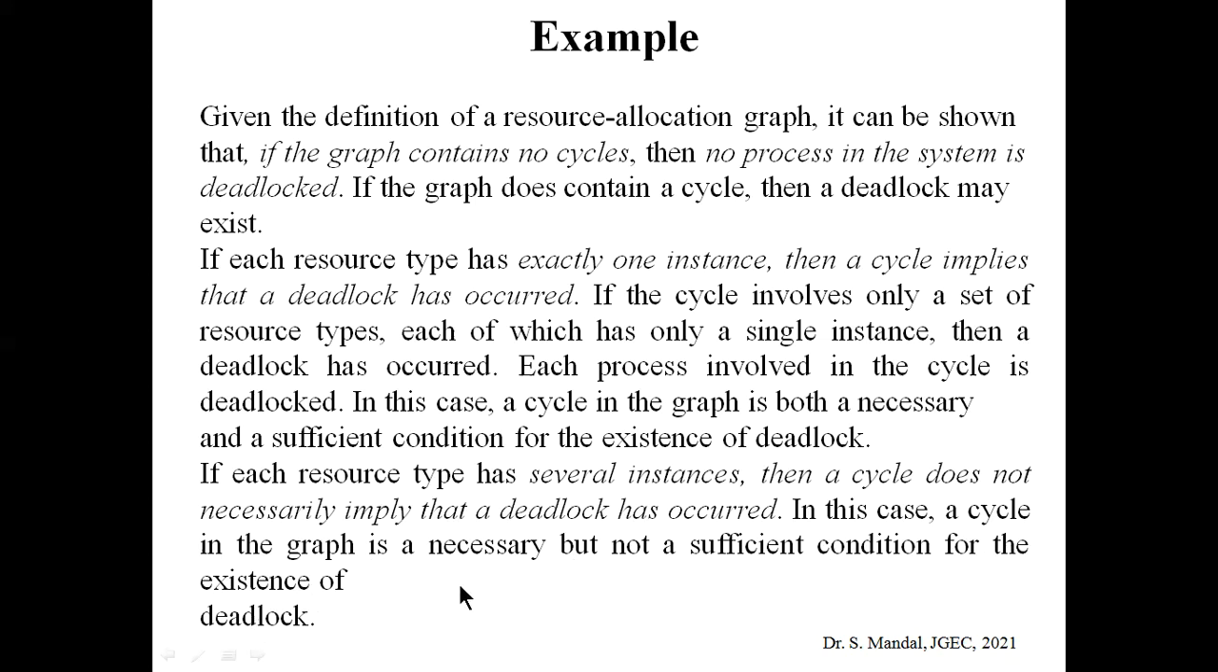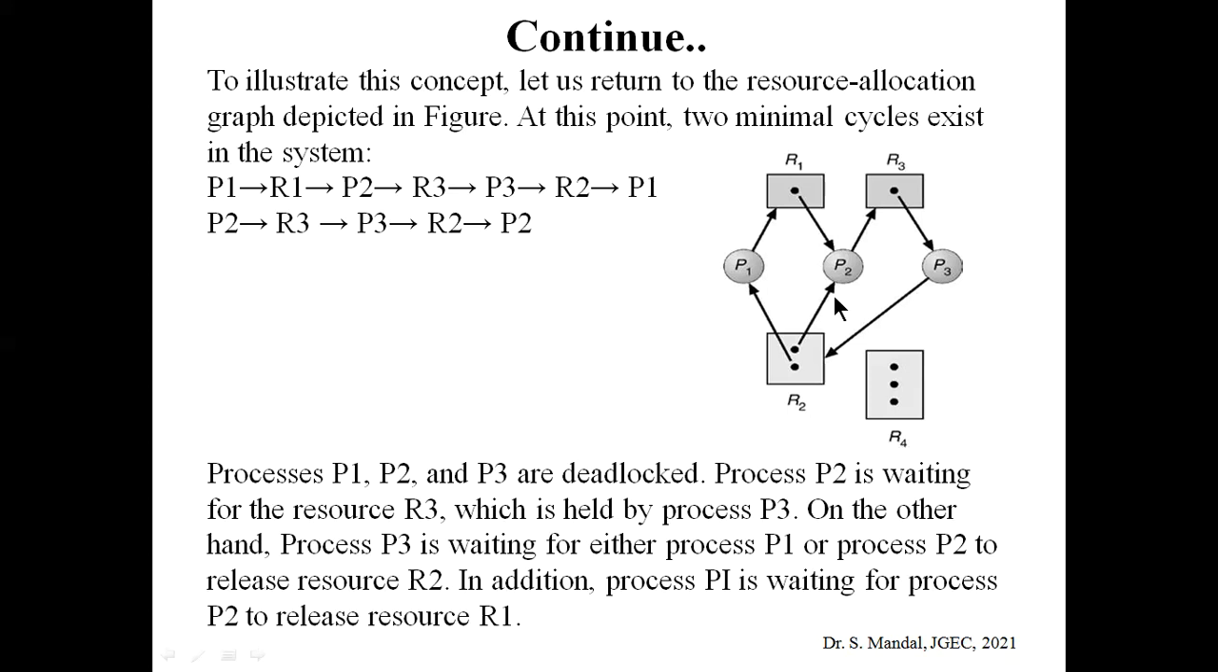Let's see. Here you can see this resource allocation graph, and there are two minimal cycles: R2 P1 R1 P2 R3 P3 R2 P1. This one is the first cycle. Another is P2 R3 P3 R2 P2.